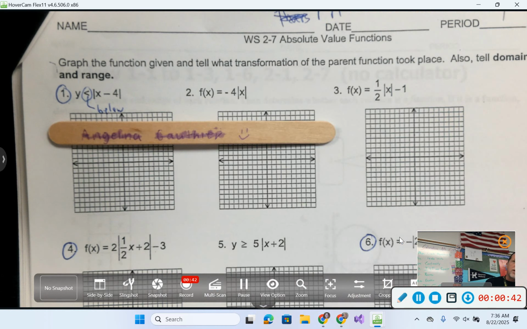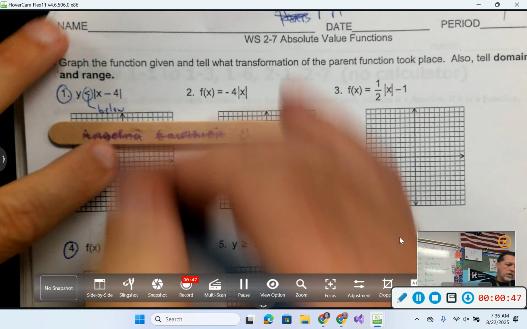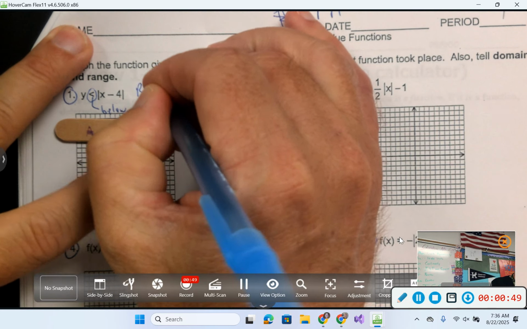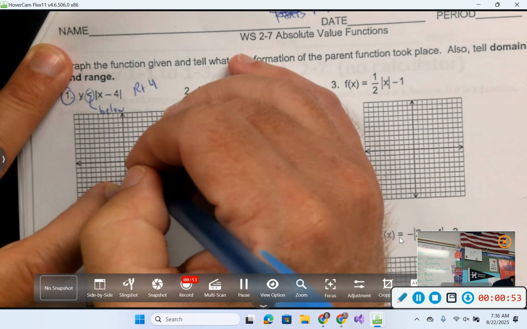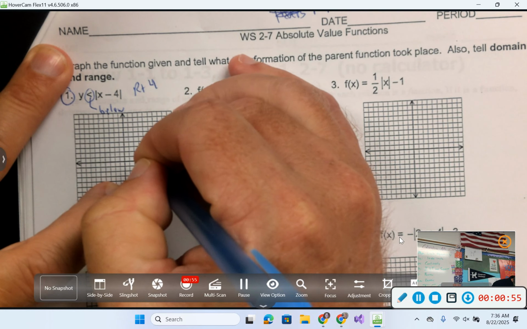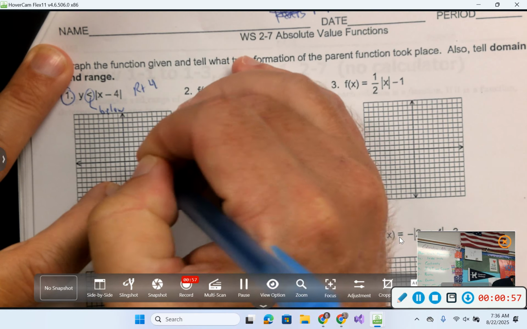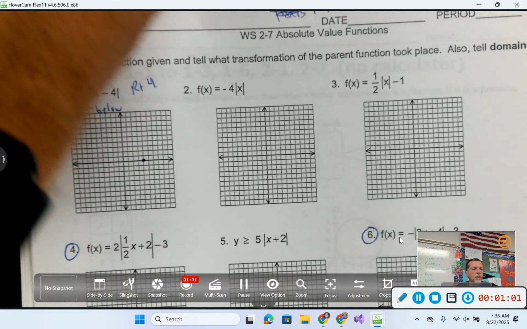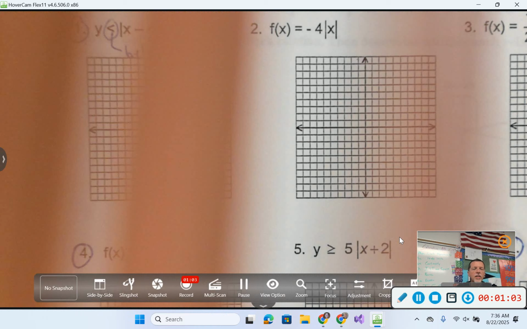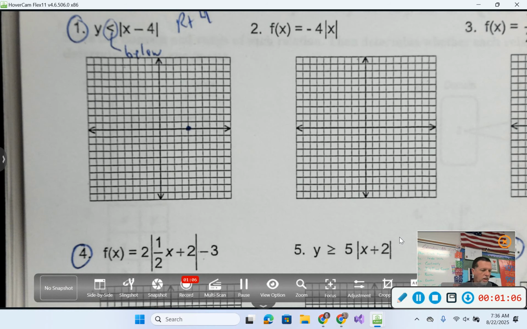Angelina, what does the minus 4 do to the graph? Good, right 4. Oof, this is a smaller graph than yesterday. Right 4. And that's the only transformation that has happened to this graph. So then I can do the V.